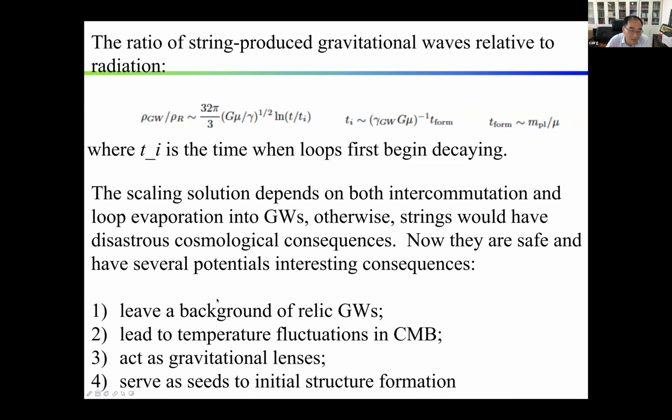Firstly, it is linked with the background of gravitational waves, because due to the oscillation of the string, gravitational waves are produced. Secondly, it leads to temperature fluctuations in the CMB, as I mentioned in the previous slides. And also the string acts as a gravitational lens. The first one serves as a seed for the initial structure formation due to the weak velocity.